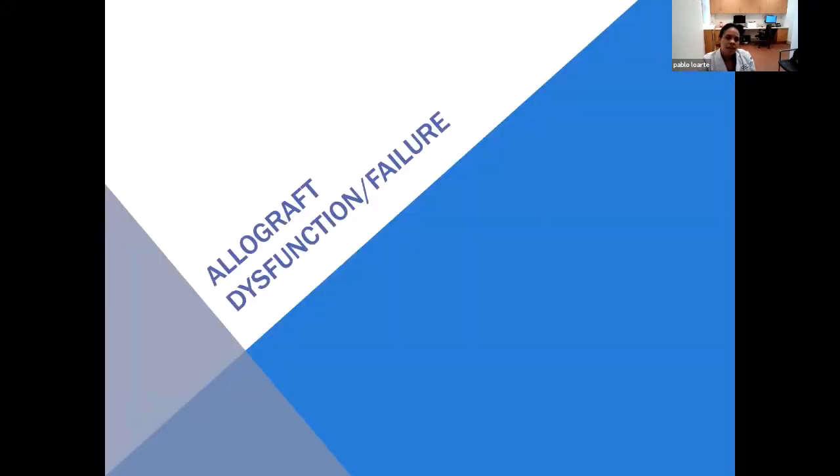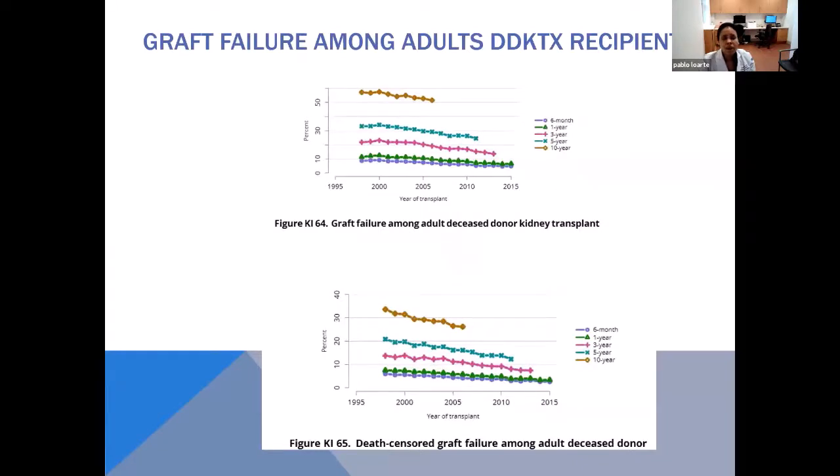And then finally, I showed you before that we're doing very well with first-year graft survival, more than 90% survival at 1 year, but we're actually not doing so well when it comes to long-term graft survival. So this is graft failure at 10 years, and it's close to 60% graft failure at 10 years. As you can see, over time, graft failure significantly increases.